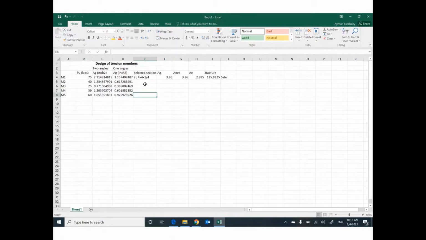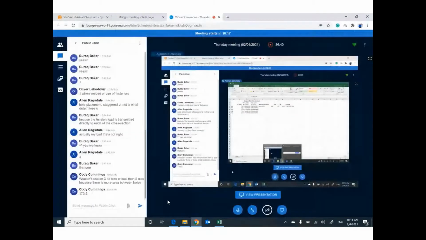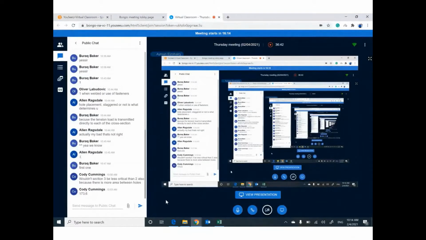Finally, by the end of this process, I have the label of the member, so I can figure out where it is. What is the P ultimate from RISA? What is the selected cross section for this member? Any question? Guys, any question?